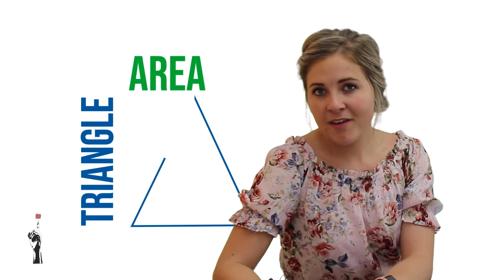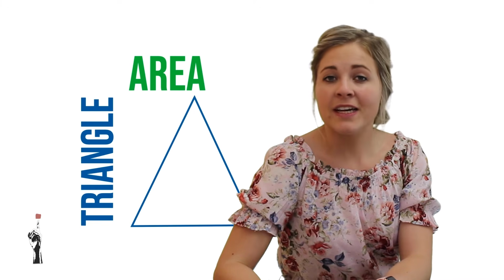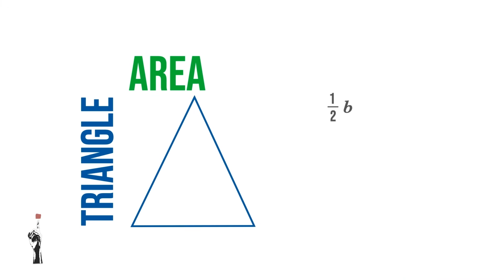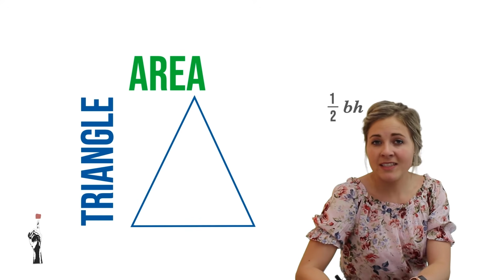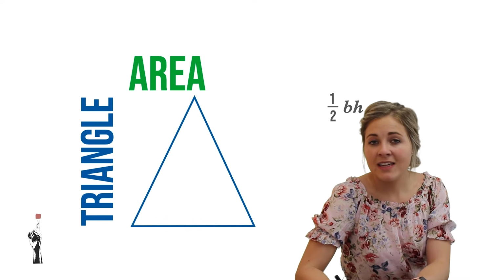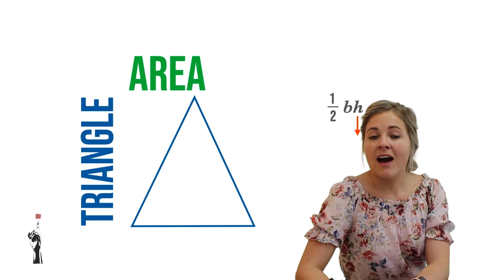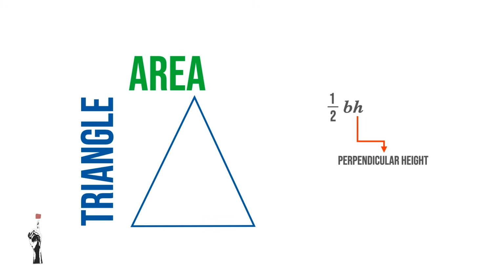To determine the area of a triangle, I need to say a half times base times height. It is very important to know which side is the base and which part is the height. The height is always my perpendicular height. The base is always the side on which the perpendicular height is drawn.